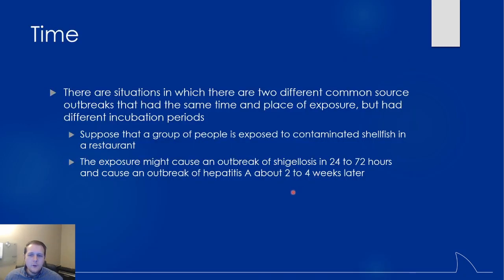There are situations where you may have two different common source exposures, happening at the same time and place but with different incubation periods. Imagine someone gets exposed to contaminated shellfish in a restaurant. You may have two different diseases occurring concurrently. Maybe shigellosis occurs in 24 to 72 hours, but then there's also an outbreak of hepatitis A that occurs 2 to 4 weeks later. Two different diseases coming from the same common source exposure.